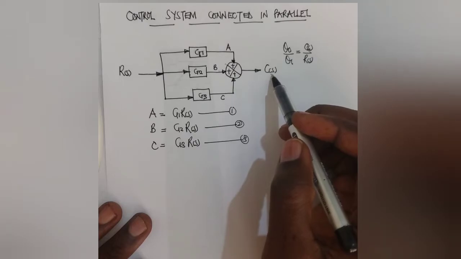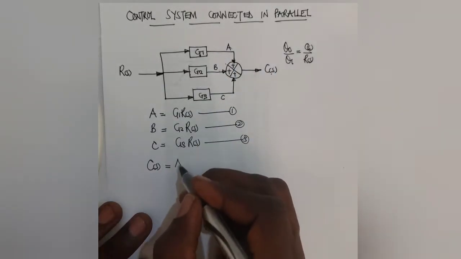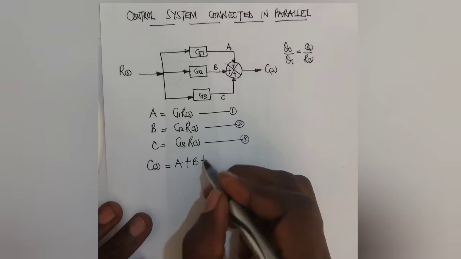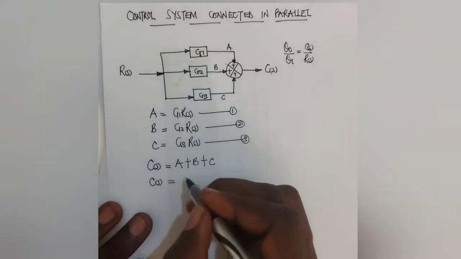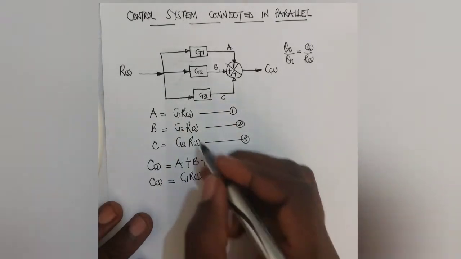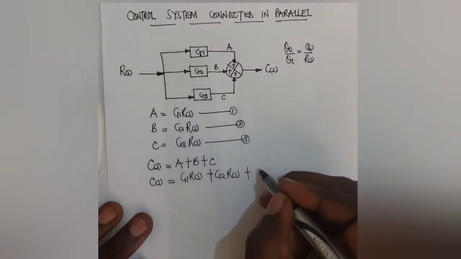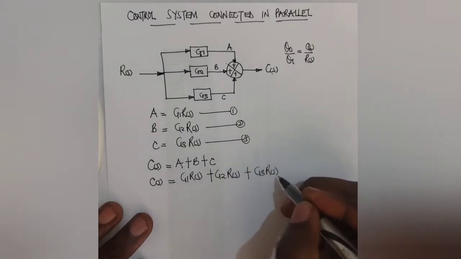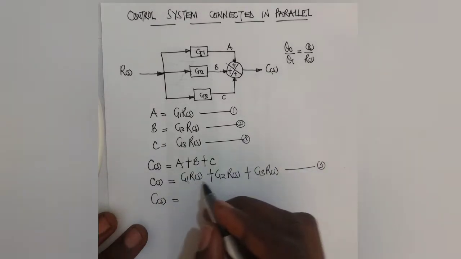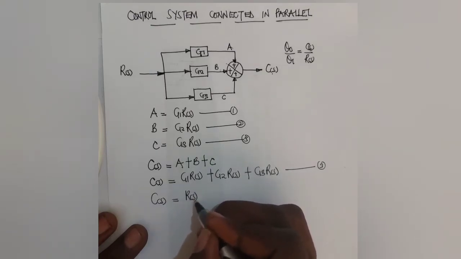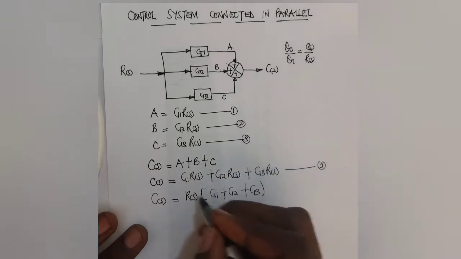Now, the addition of A plus B plus C is going to generate an output signal of C(s). So I can say C(s) equals A plus B plus C. So I'm going to have C(s) equal to, what is my A? G1 R(s), plus what is my B? That is G2 R(s), plus what is my C? And that is G3 R(s). Now, we can say my C(s) is equal to, there is something that is common, which is my R(s), so I factorize. So I'm going to have R(s) into bracket G1 plus G2 plus G3.